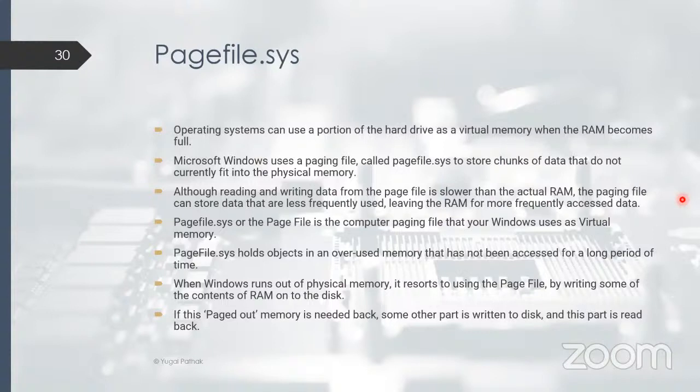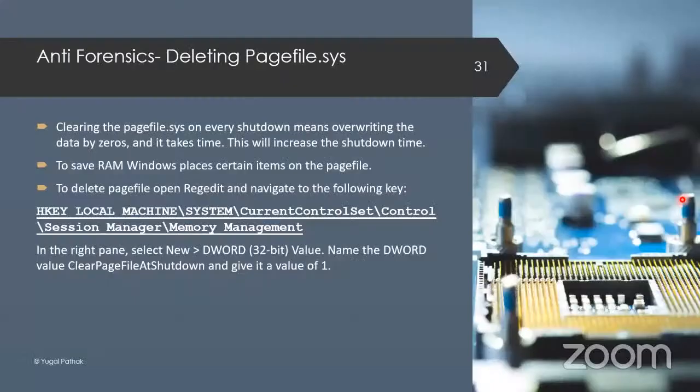And when you are analyzing the page file, you can check what was done in the system earlier, when different process executions were going on. Now, there is an anti-forensic process called deleting the page file. When you delete the page file, you are clearing out everything which was done in the system: the live system details, the live system browsing and everything. Clearing the page file on every shutdown means overwriting data with zeros, and it takes time, so it will increase the shutdown time.